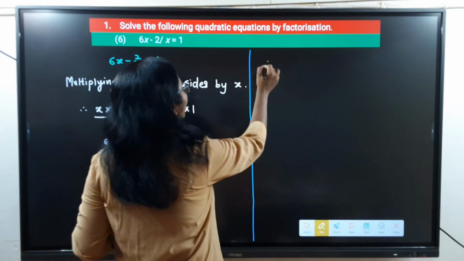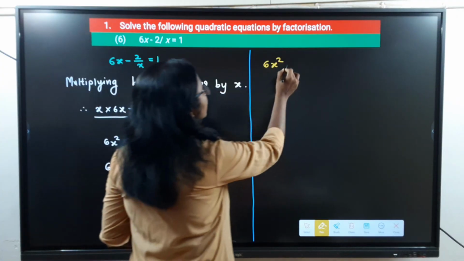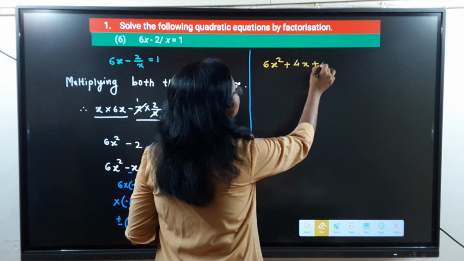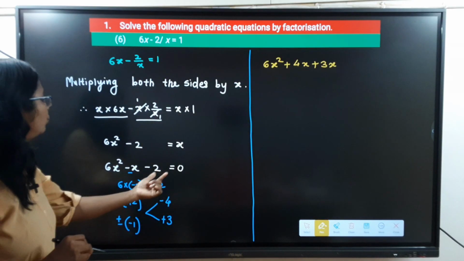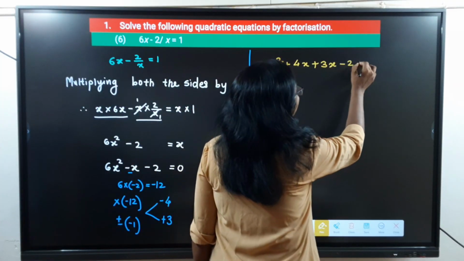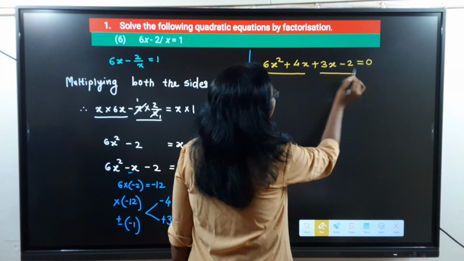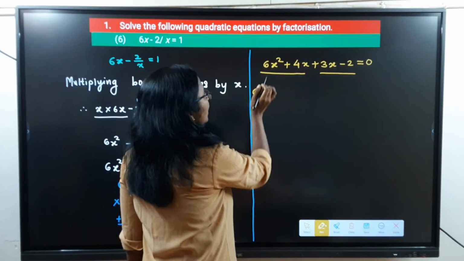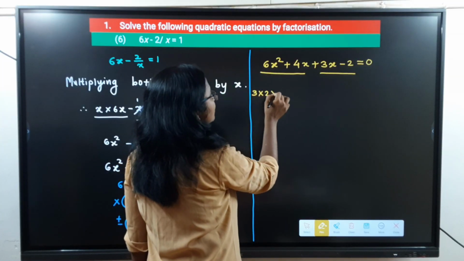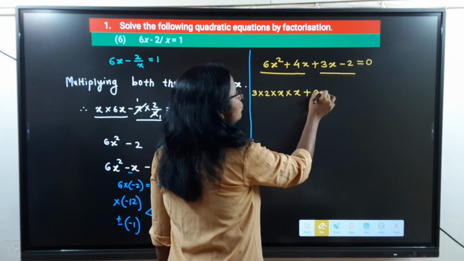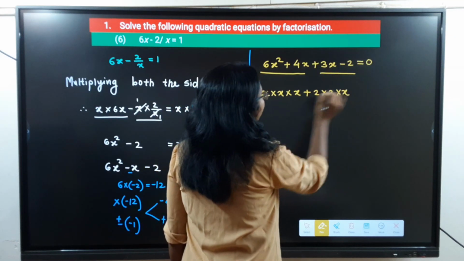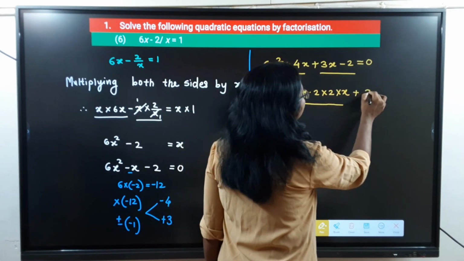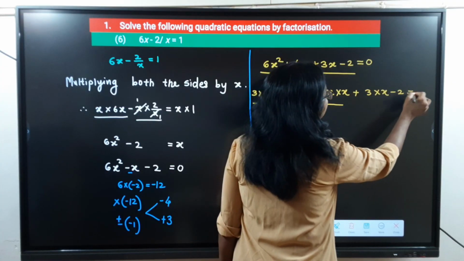6x square minus 4x plus 3x minus 2 is equal to 0. Make two groups of these. Now factorization: 3 2s are 6, so 3 2s are 6 into x multiply x plus 2 multiply x, then plus 3 multiply x minus 2 is equal to 0.